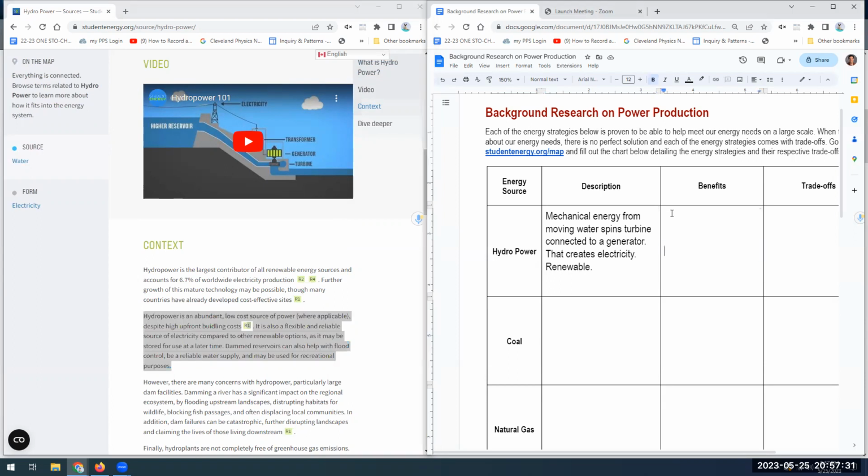So I'm not going to write all of that, obviously. I'm going to summarize this. What I might say is I'm going to first say, I might just put the bullet points here. I'm going to say renewable. Make this bigger, a little bigger for you. Renewable.